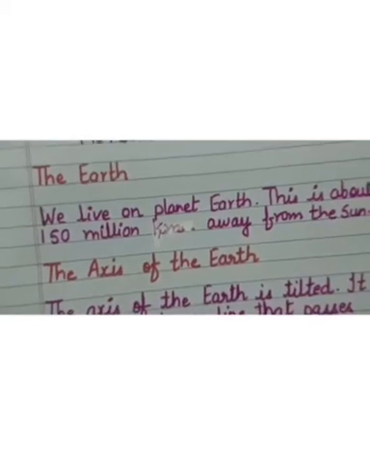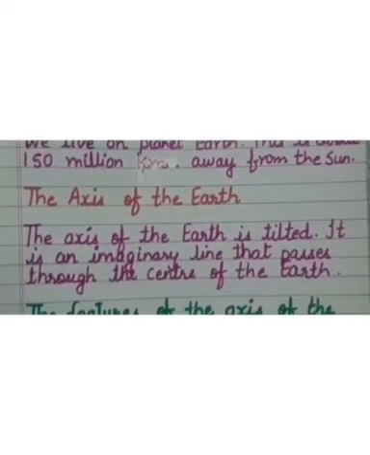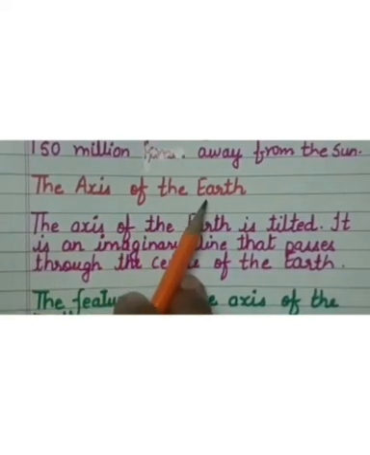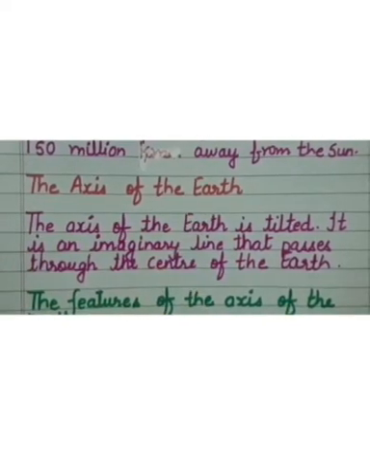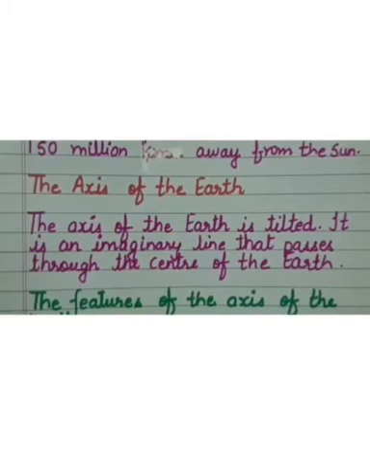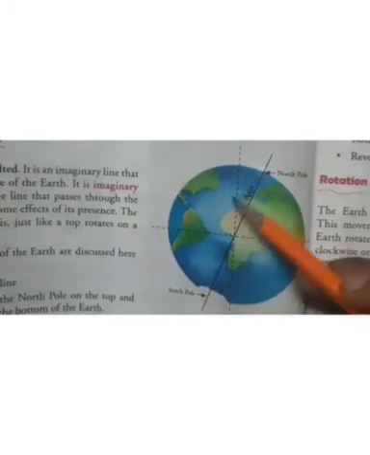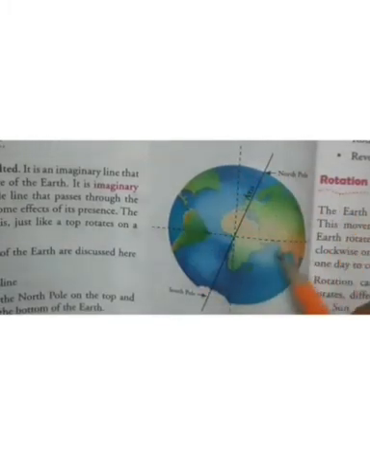Then comes the next topic, the axis of the earth. Now, do you know the axis? What is the axis? This is called axis. It is a line about which the earth rotates. This is called axis.